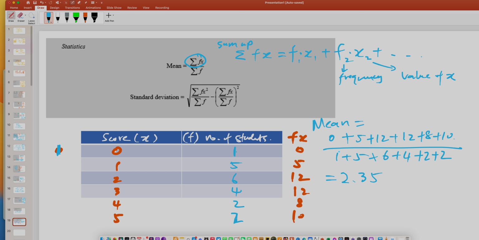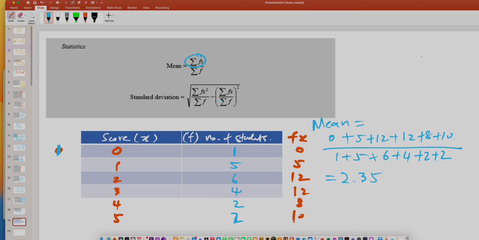What's the mean of this data? The mean is the average. So the average score is 2.35. If they ask what's the average score of this class, it's 2.35. Fail. Next, we need to use the standard deviation formula.